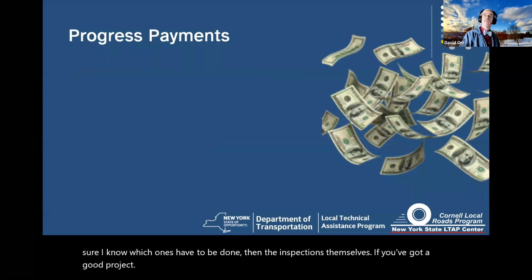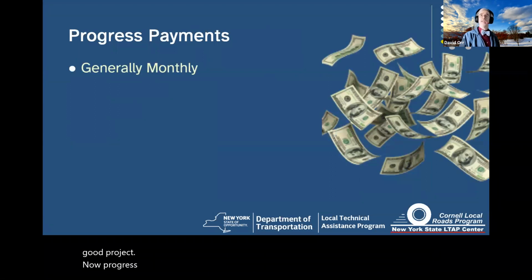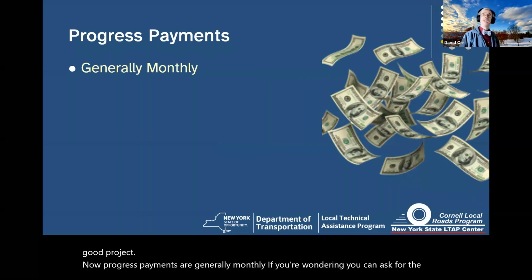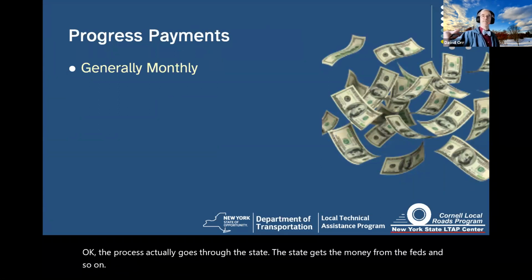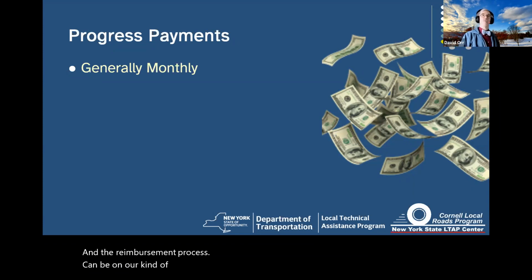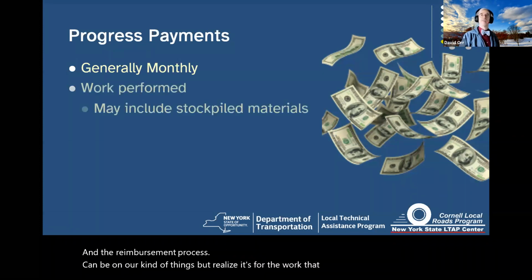Now, progress payments are generally monthly. If you're wondering, you can ask for the money every month. The process actually goes through the state. The state gets the money from the feds and so on. And the reimbursement process can be on all kinds of things, but realize it's for the work that you've actually performed.